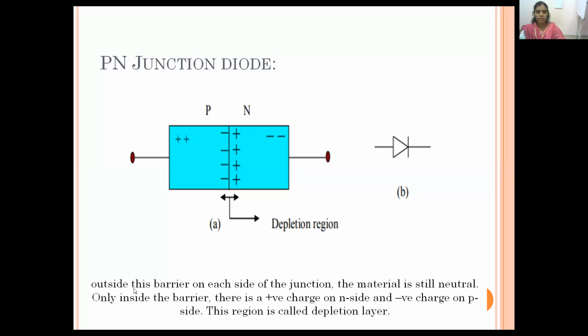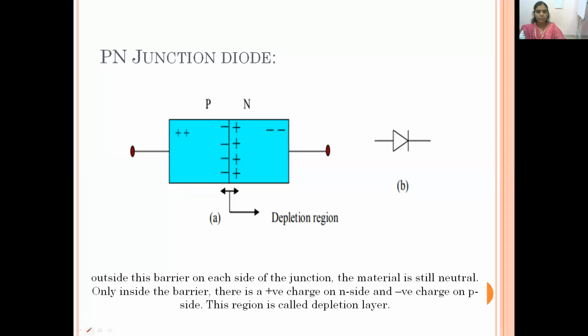And this region here is called the depletion layer. This region is called the depletion layer. The logic symbol of the p-n junction.